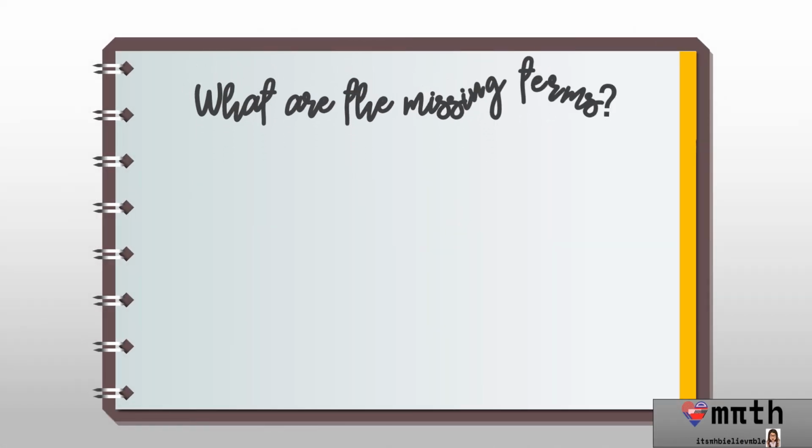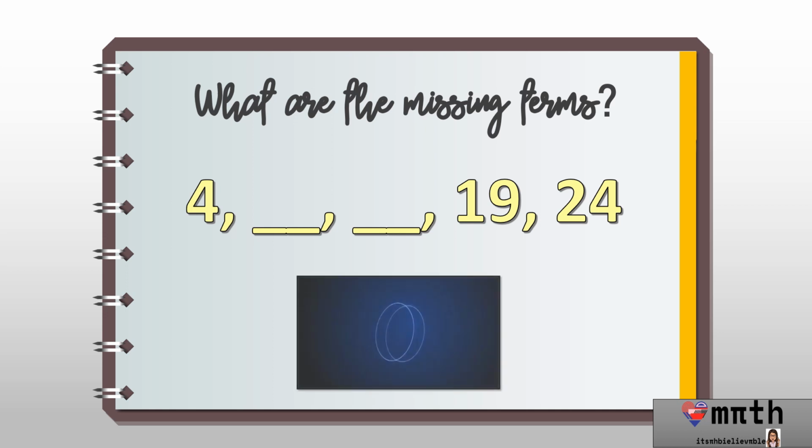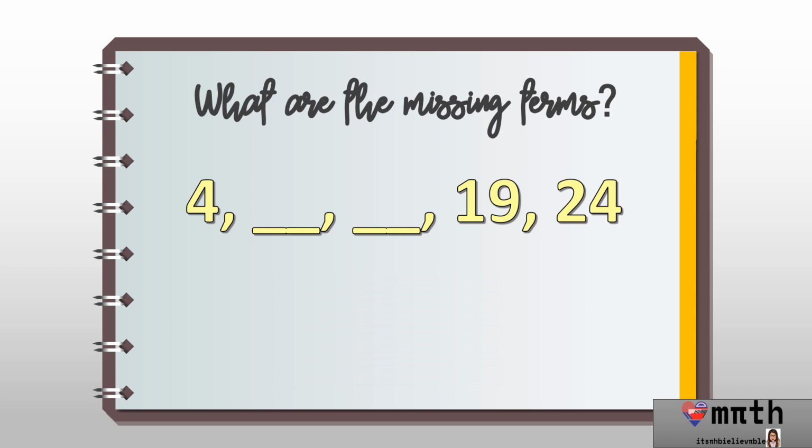Let's have first a drill. This drill is called What Are the Missing Terms? For the sequence 4, blank, blank, 19, and 24. Timer starts now. Okay, time's up. The answer is 9 and 14. Did you get the same answers?